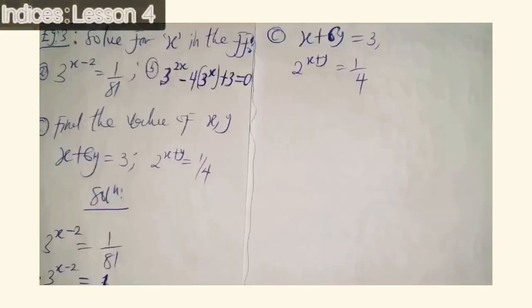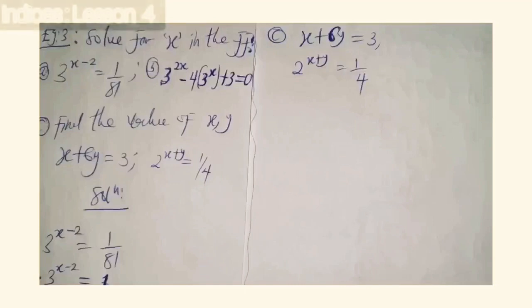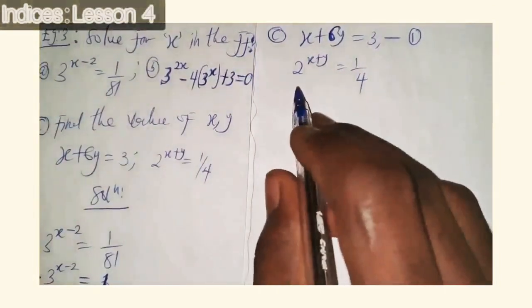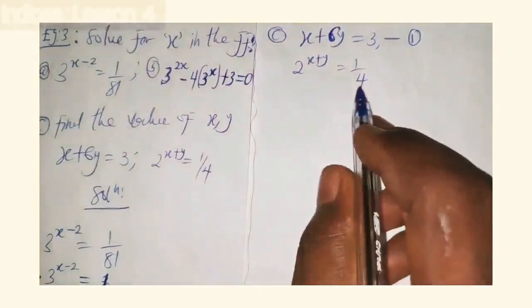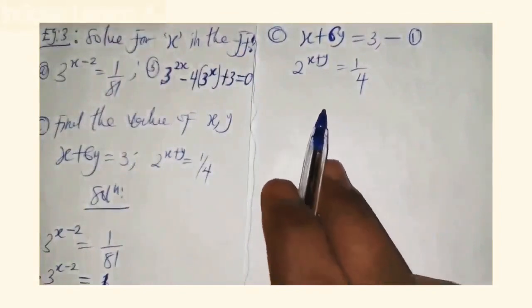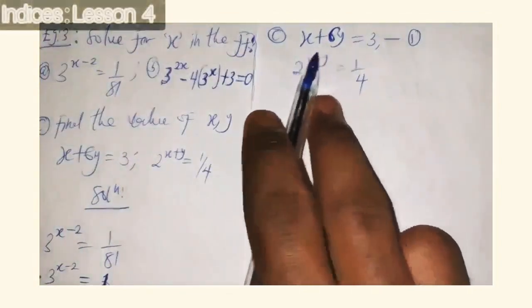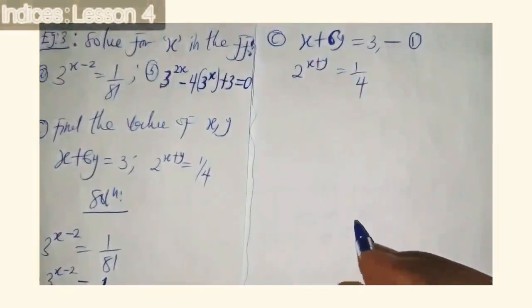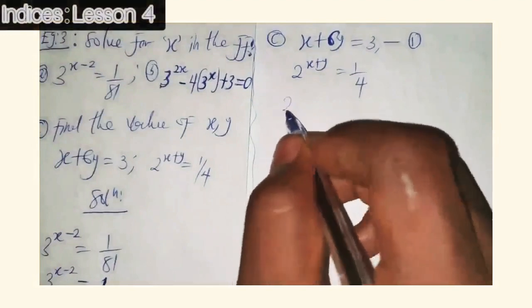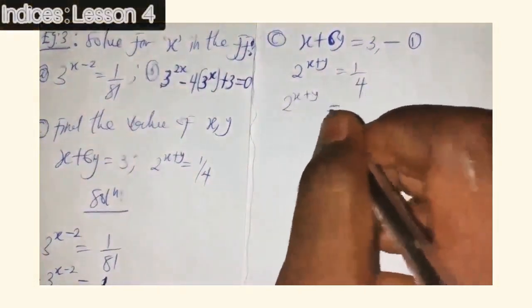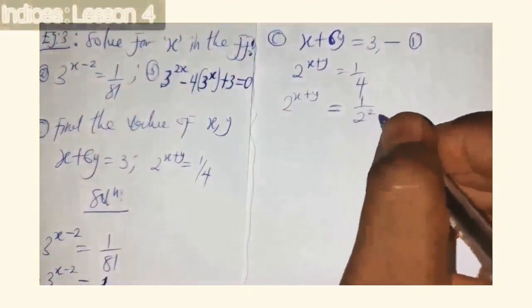This is the last question on example 3. We are asked for x and y. Remember, here is my equation 1. But here, because of the 1/4, which is a fraction, we need to change everything so that we can have a mirror image like equation 1. So here I can say that 2 raised to the power x plus y should be equal to 1/2 raised to the power 2, isn't it?